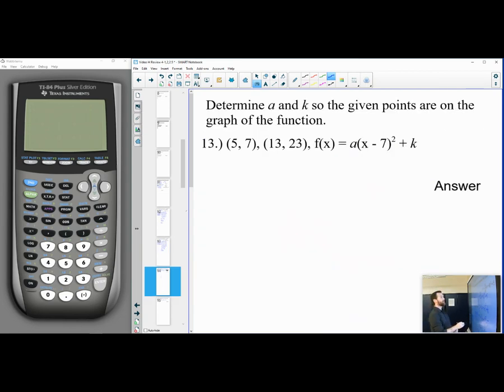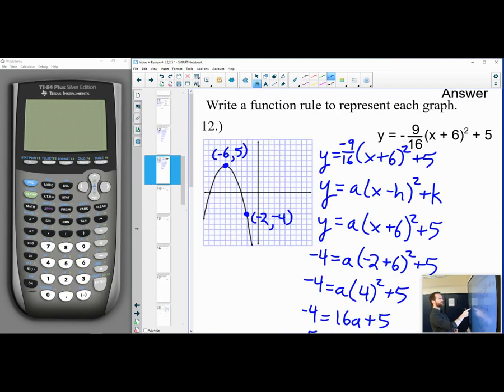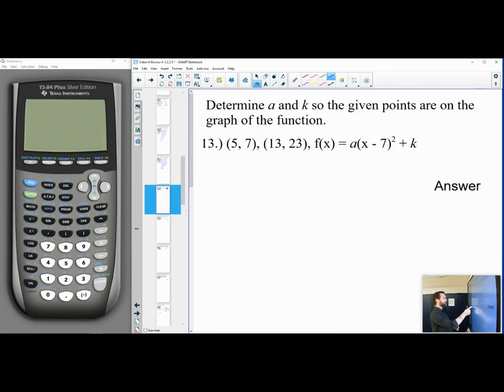All right. Moving on to number 13. Oh, now I know why the numbers don't match up. Whatever. We don't care about that.